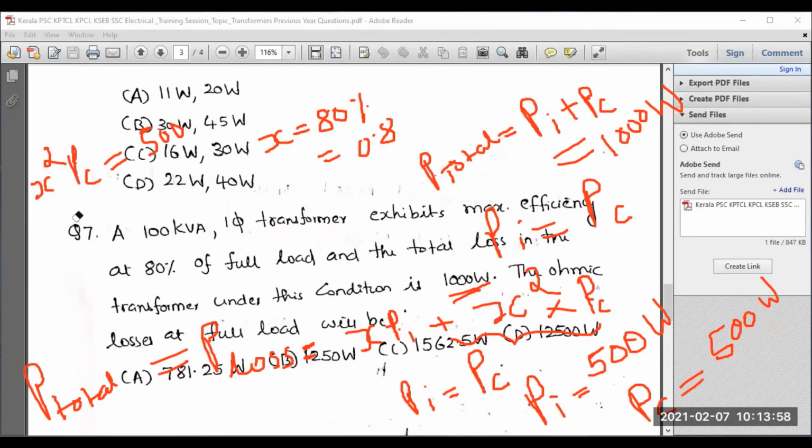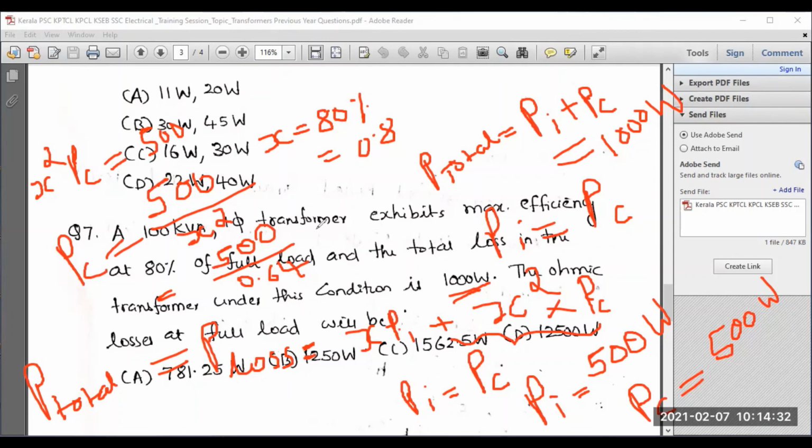Now I have to calculate Pc. How to calculate Pc? From this, Pc is equal to 500 divided by X square. X is nothing but 0.8, right? So 500 divided by 0.8 into 0.8, that is 0.64. If you solve, you will be getting approximately 781.25.